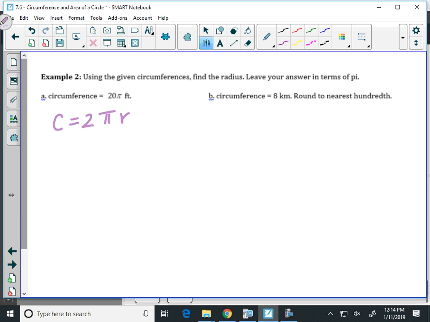And the directions say find the radius, which means that's what we're solving for. We're solving for the radius, which means r can be the only variable in my problem. So I have to plug something in for c. What do you think we're going to plug in for c? 20 pi. That's what the c stands for, circumference. Their circumference is 20 pi, so that's what I'm going to plug in for c.